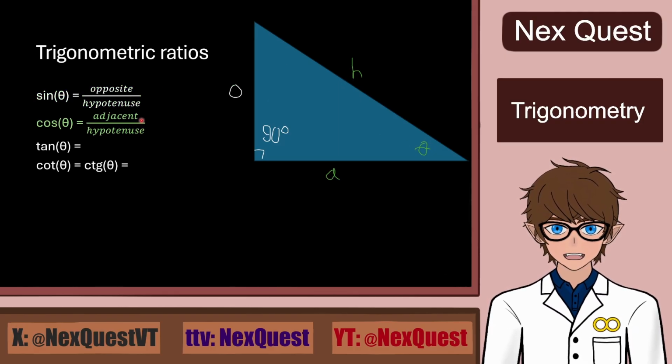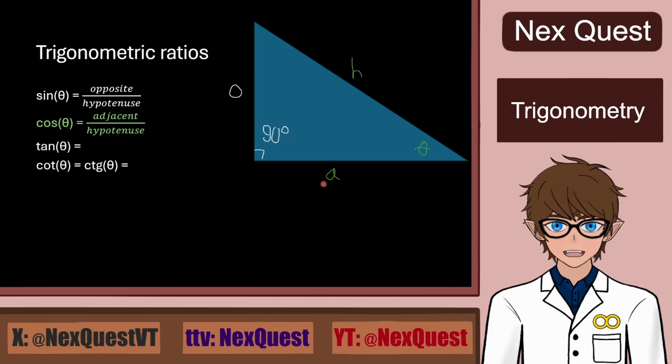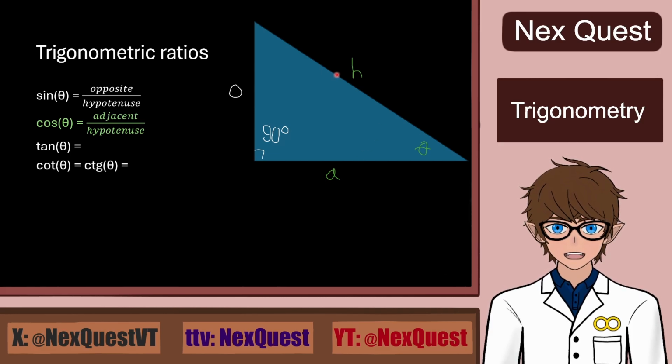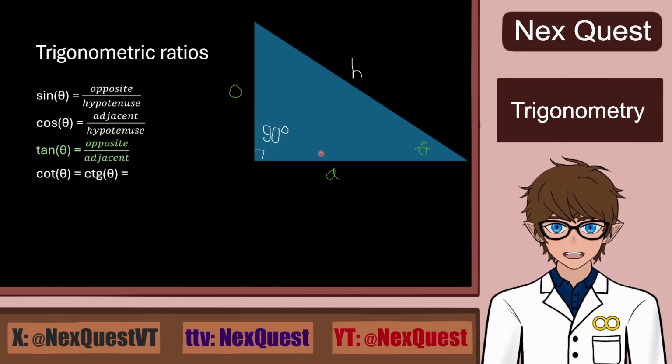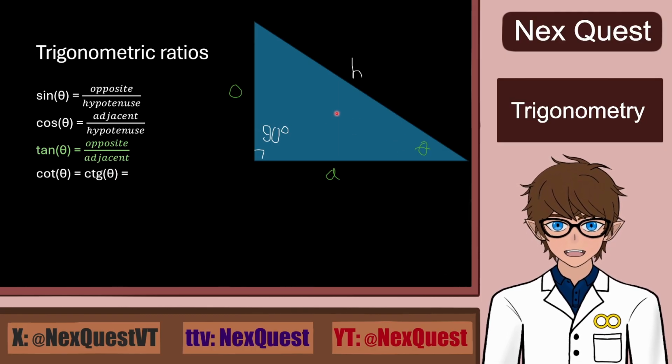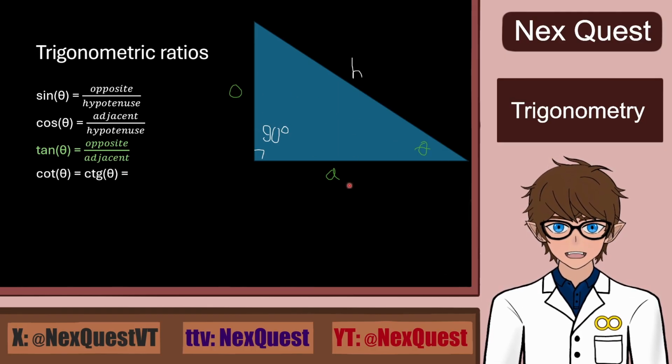Then we have cosine, which is the ratio between the adjacent side and the hypotenuse. So we have theta here, which is adjacent side divided by hypotenuse. Then we have the tangent, which is the ratio. So the tangent of the angle is the ratio between the opposite and adjacent side.